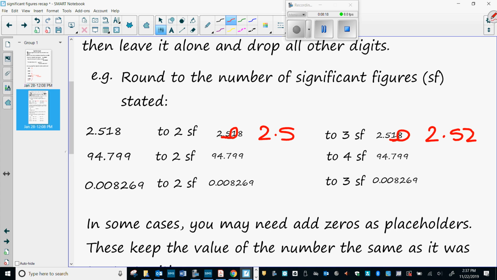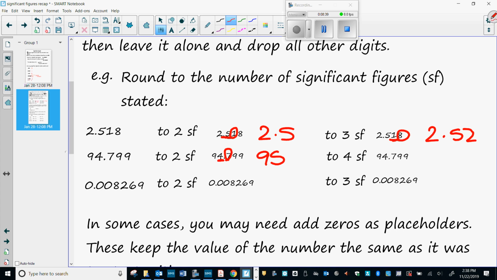So 94.799 to 2 significant figures. So you count 1, 2, underline the 4, circle the 7. Is the 7 5 or more? Yeah. So what happens? Boost the number up. So it becomes 95. Do we write anything else? No. Good. 4 significant figures.